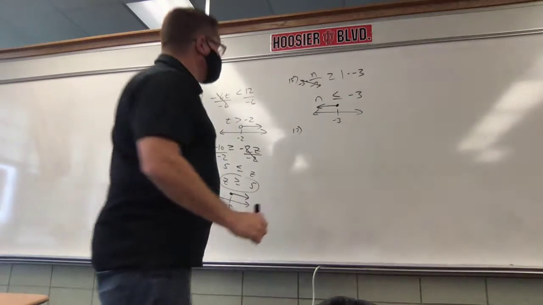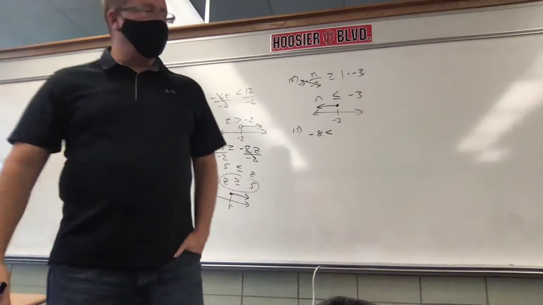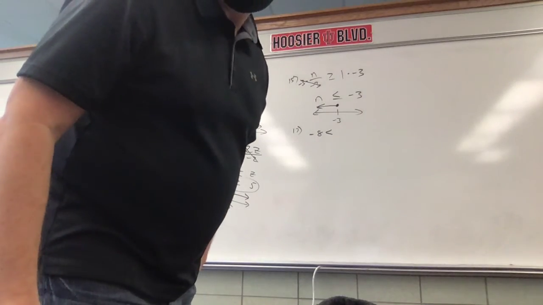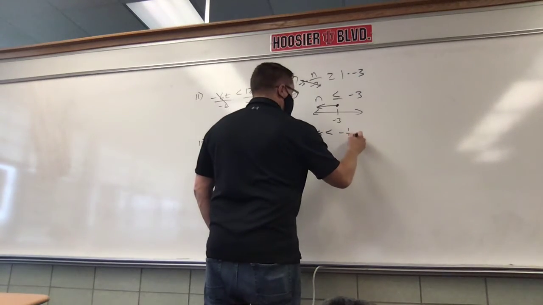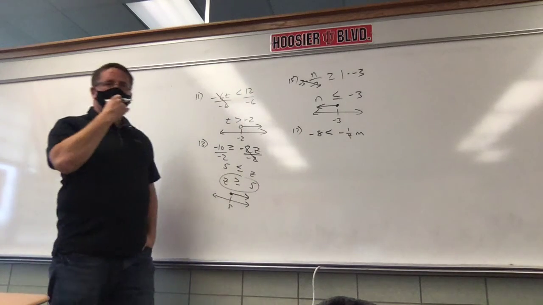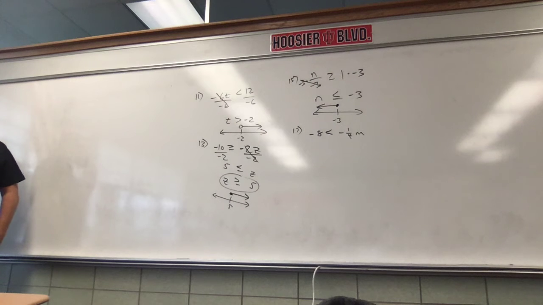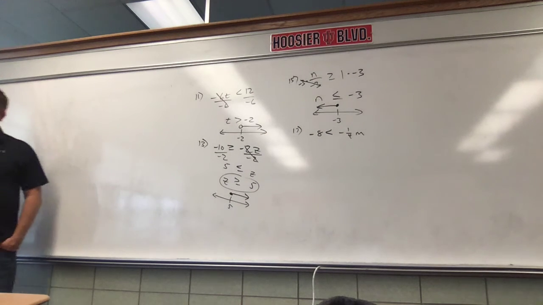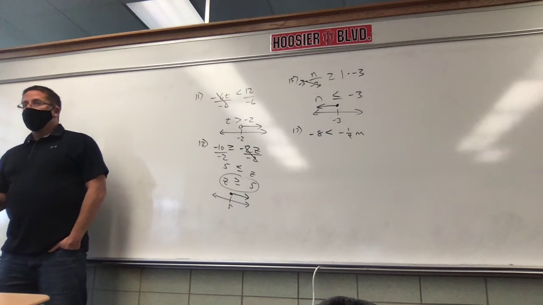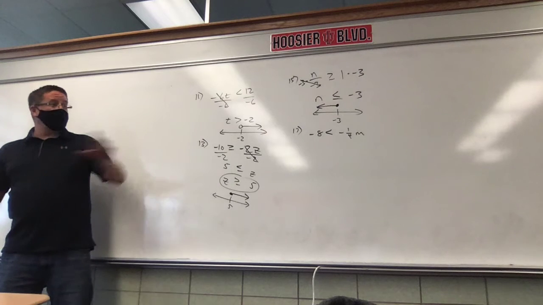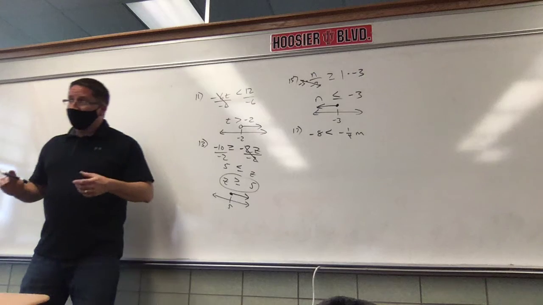Number 17, negative 8 is less than negative 1/4 m. These are basically just what we did before, except before we were adding and subtracting, now we're multiplying and dividing. It's just an upgraded version. So how am I going to get rid of that negative 1/4? It's a fraction, so we flip it. Careful, it's not 4/1, it's negative 4/1, not positive 1/4.